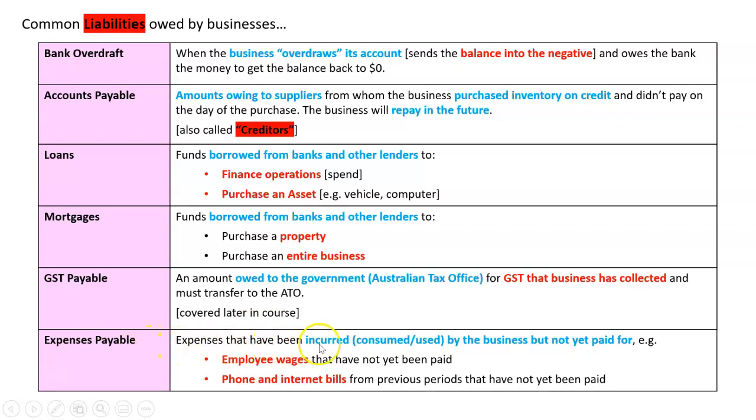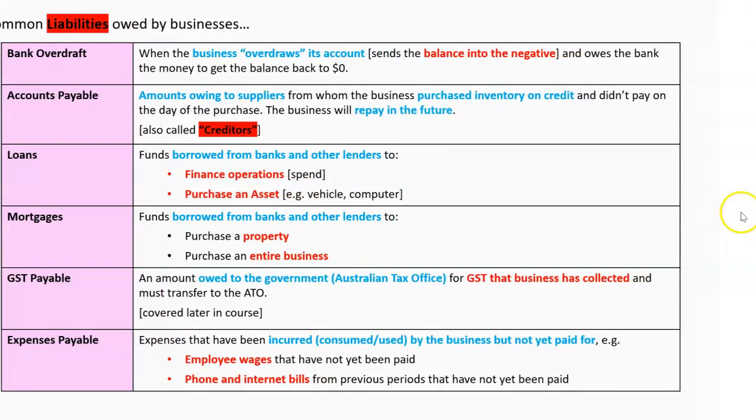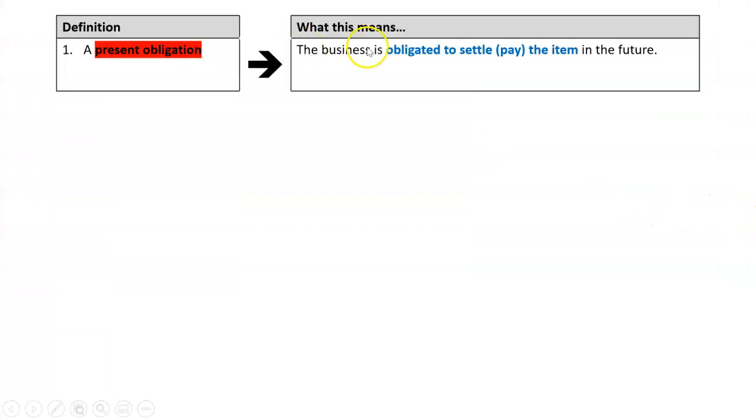It's just an expense that has been incurred, or we use consumed or used by the business, but not yet paid for. E.g., maybe some employees have done some work for us, but we haven't paid their wages yet. Or perhaps the phone and the internet. We've got the bill from last month and we haven't paid it yet. So that's a pretty common expense too. Let's just look at these in a little bit more detail.